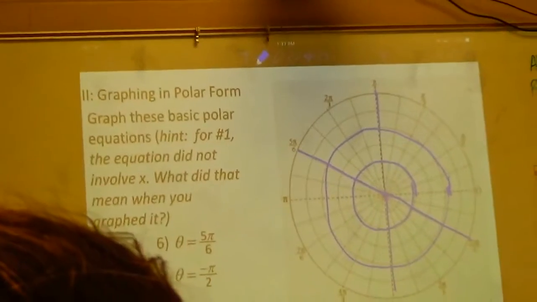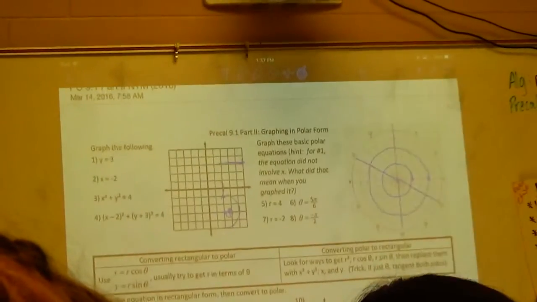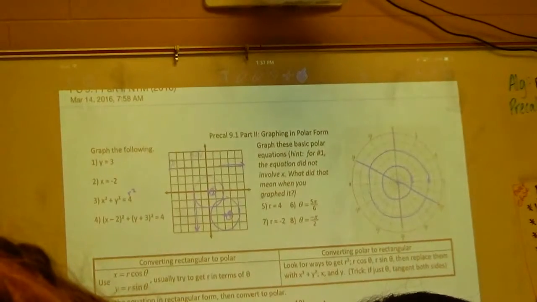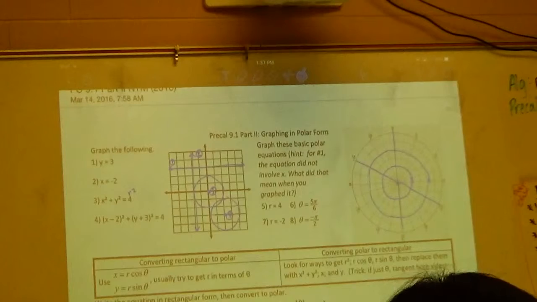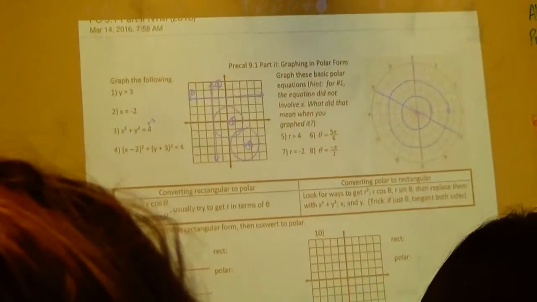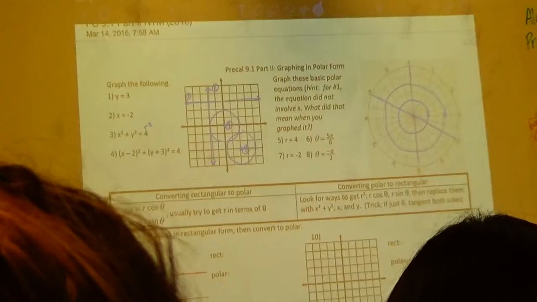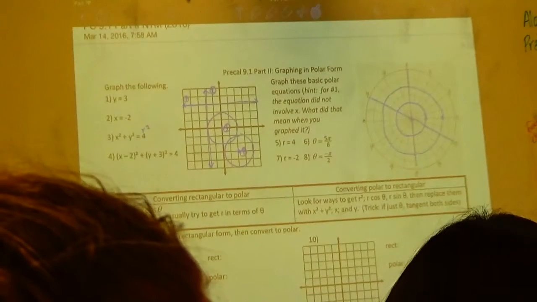Alright, so guys, this kind of just leads into what we're doing. Now, what we're actually doing is converting back and forth from the rectangular type of functions and graphs to the polar type. So Friday we moved back and forth from points of each type. Now we're moving back and forth from graphs or equations of each type.